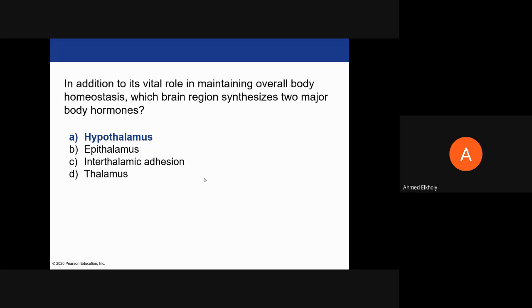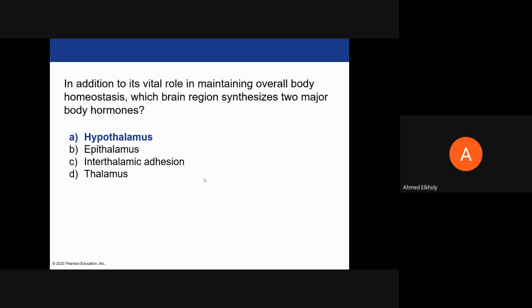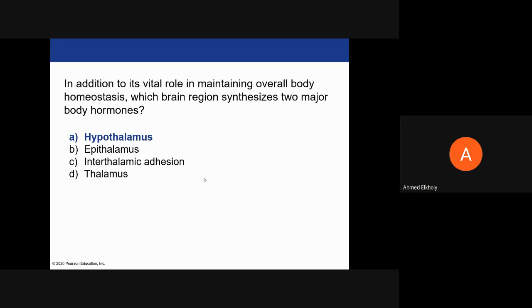Quick question. Why wouldn't it be the epithalamus? Because the epithalamus only has one hormone, and that hormone is melatonin. And it has nothing to do with overall body homeostasis. The epithalamus only controls your awake cycle, your biological clock. All right. Good question.